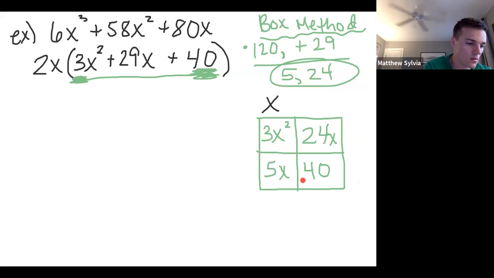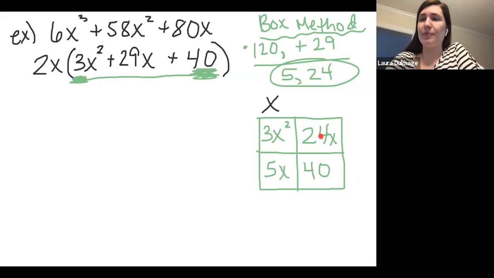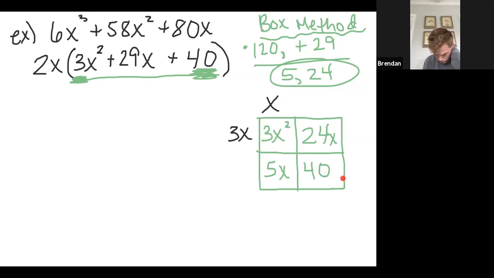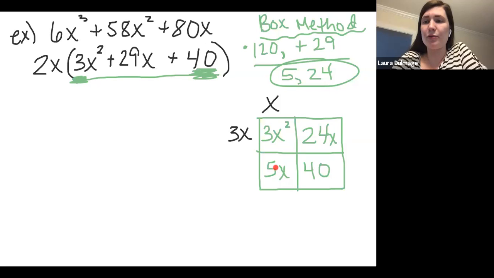Here, oh, I'm not going to do that one. You guys are going to do this one. Here, going across the row, 3 and 24 have a 3 in common, and they both have an x, so I take out a 3x. You guys do the other 2. And then Michael A, I'm going to ask you for one of them, and we'll do Michael Y. I'll ask you for the other one.